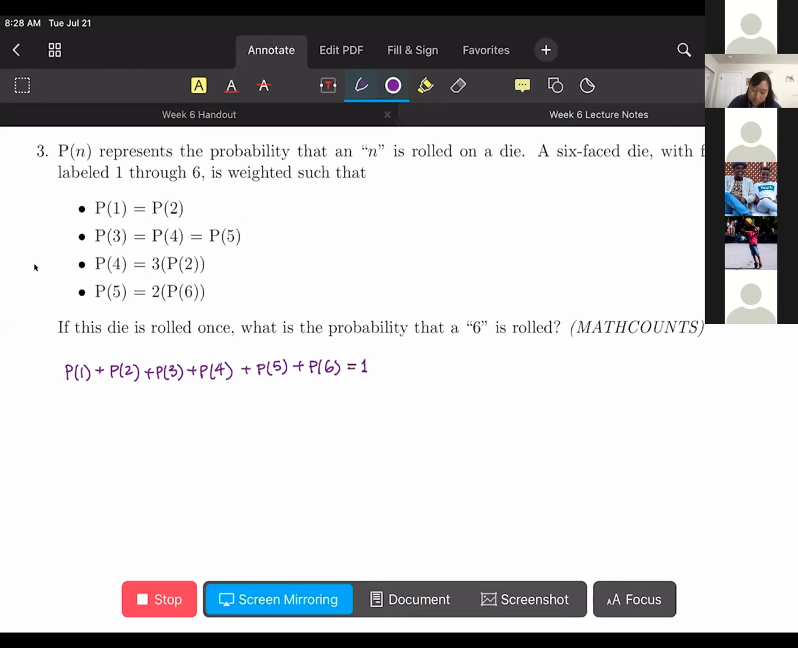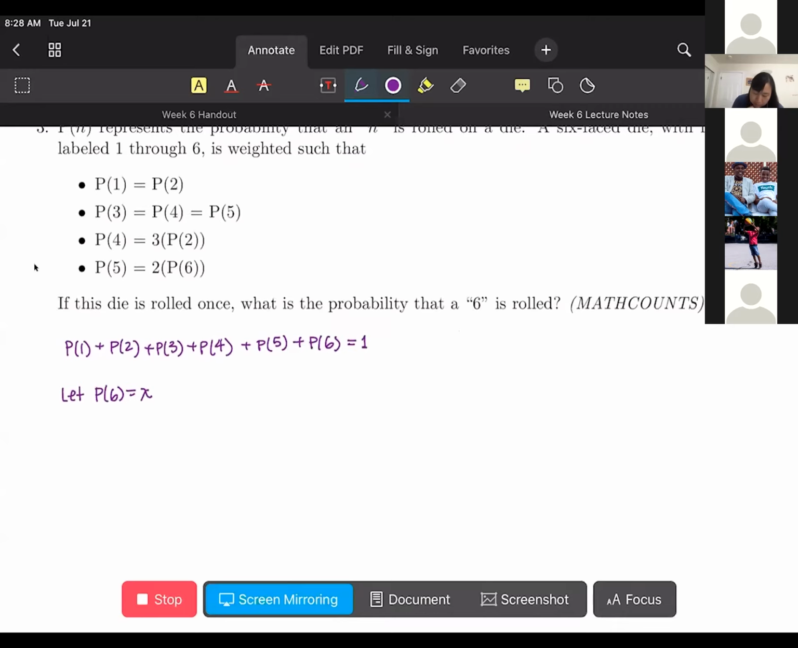Cool. So now we can try to substitute here, and we want to find the probability that a 6 is rolled. So maybe we can say let P of 6 equal X. And then let's see what we can derive from these equations up here. So this bottom equation, P of 5 equals 2 times P of 6, gives us P of 5 equals 2X, right? And then this up here gives us P of 3 equals 2X. P of 4 also equals 2X.